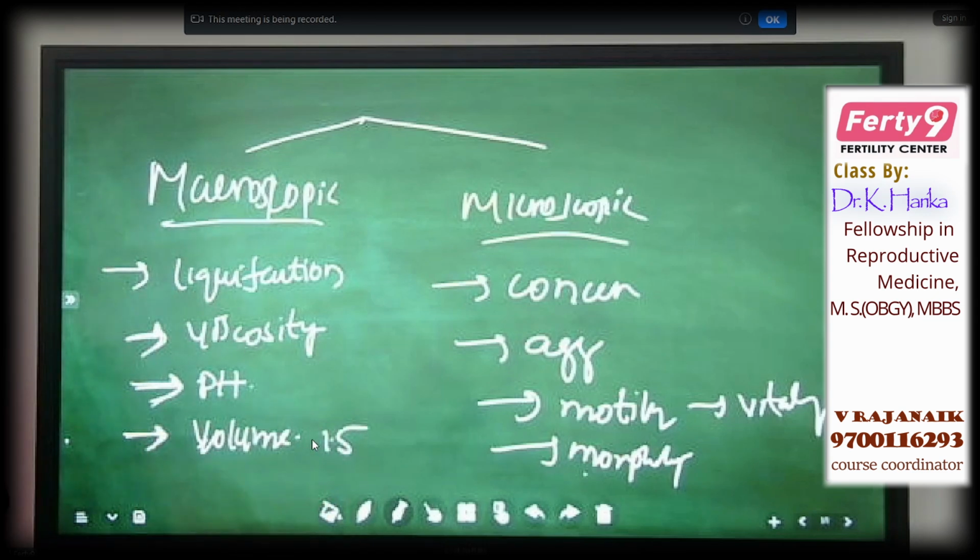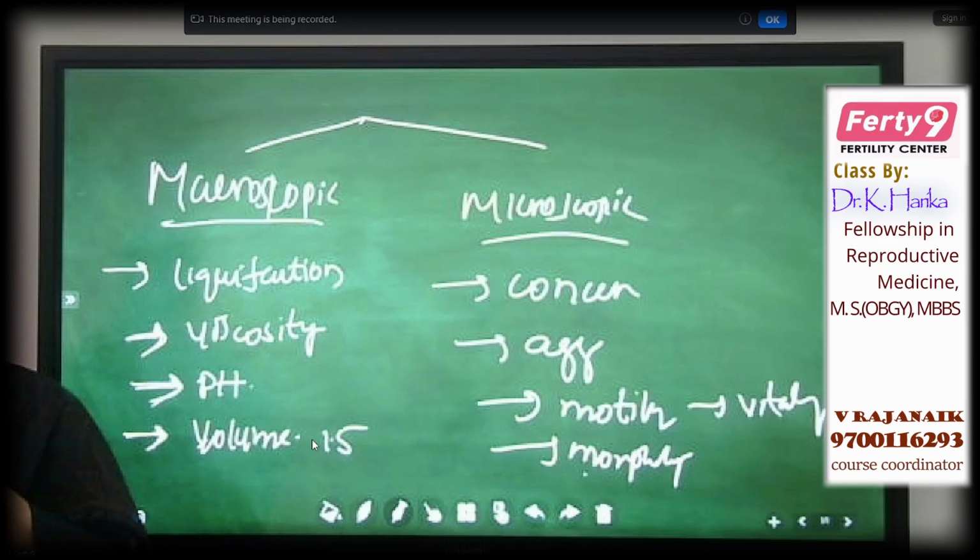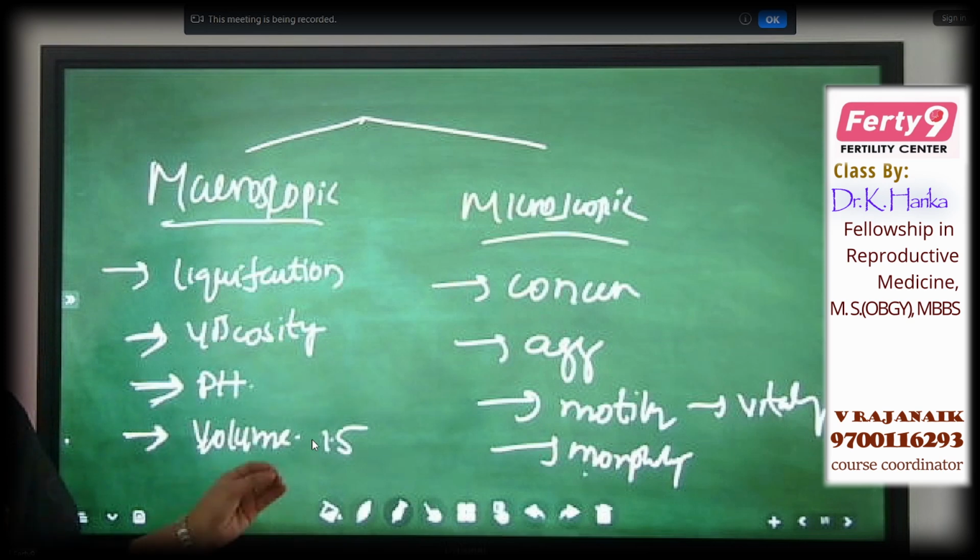Suppose volume is less, or volume might be more. Hypospermia is nothing but when volume is less. So what are the probable conditions? Any pathology associated with seminal vesicles, prostate, ejaculatory duct. Sometimes there may be obstruction at these areas: ejaculatory duct obstruction, seminal vesiculitis, prostatitis. If there is any obstruction, it might lead to less volume.